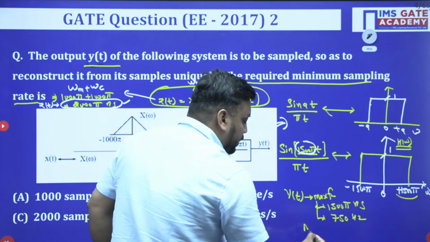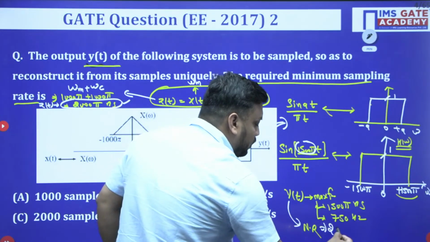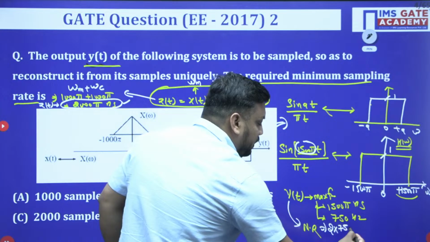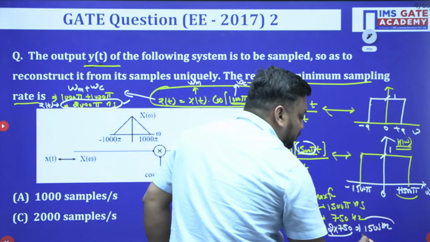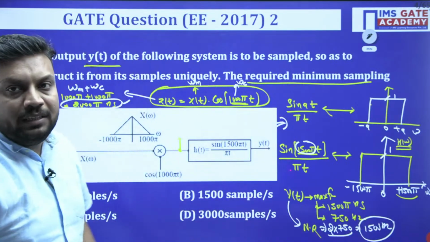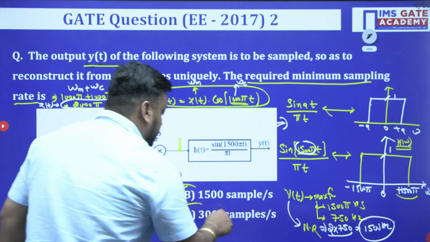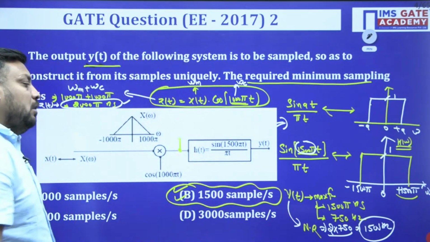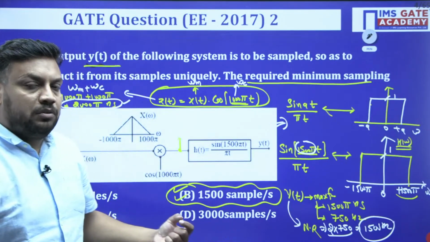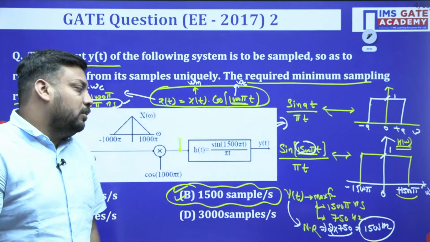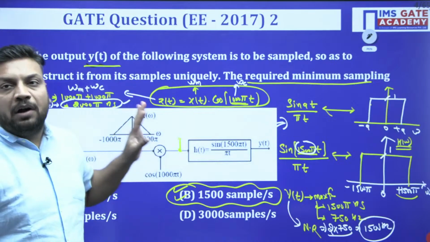So the Nyquist rate of output y(t) is nothing but twice of fm. Twice of 750, so the answer is 1500 hertz, or 1500 samples per second. So the answer is option B. I hope this part is clear to you. 1500 samples per second, or 1500 hertz, is the correct answer. So this is the smartest approach.